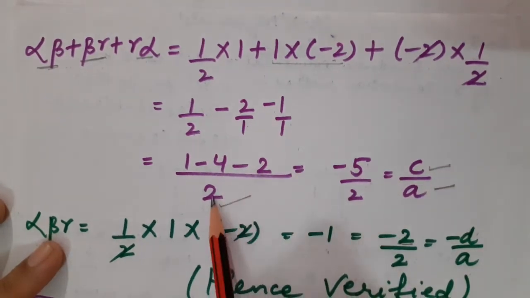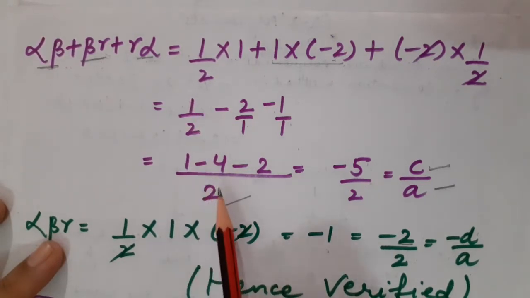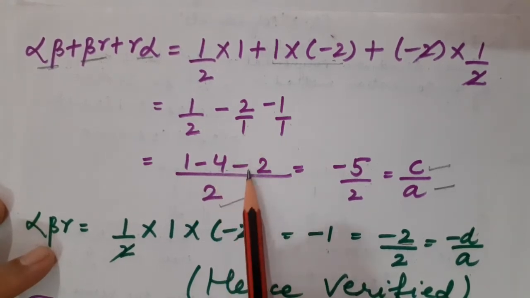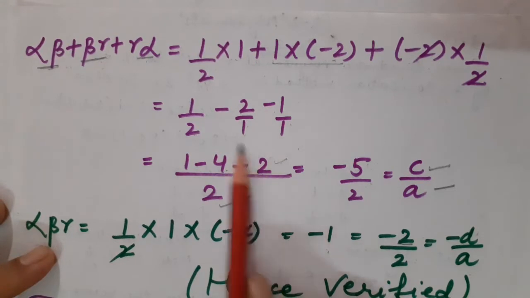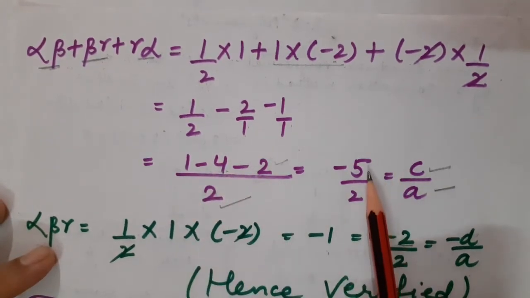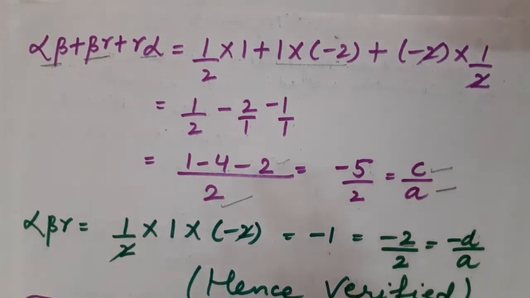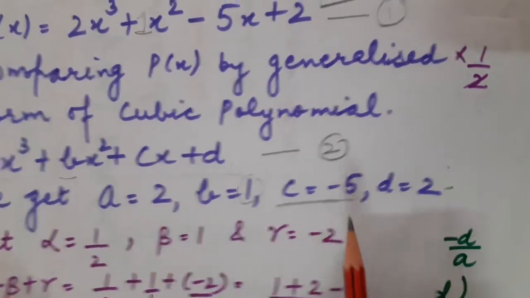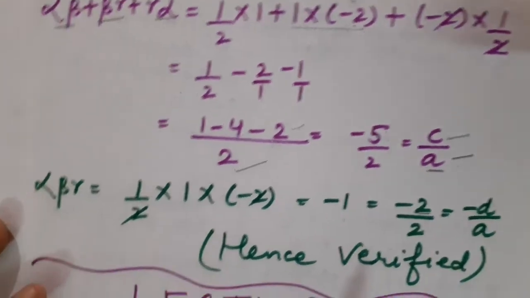Taking 2 as LCM, 2 divided by 2 is 1, 1 into 1 is 1. -2 divided by 1 is -2, -2 into 2, that is -4. In the same manner, for the next term, I have got the result as -2. After simplifying them, children, I have got -5 upon 2. Now what is -5? -5 was actually c. Just look here. -5 is actually c. Correct, children? So this is c upon a, and a, you know, was 2.